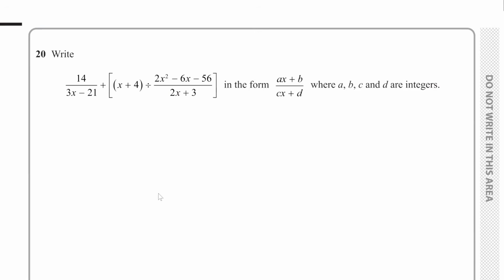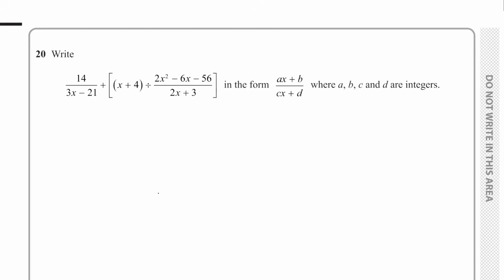Question 20. Write this algebraic fraction in the form ax plus b over cx plus d, where a, b, c, and d are integers. So when we divide a fraction, instead of dividing, we can multiply by its reciprocal. So change it to a times and flip over the fraction. I will do that first.